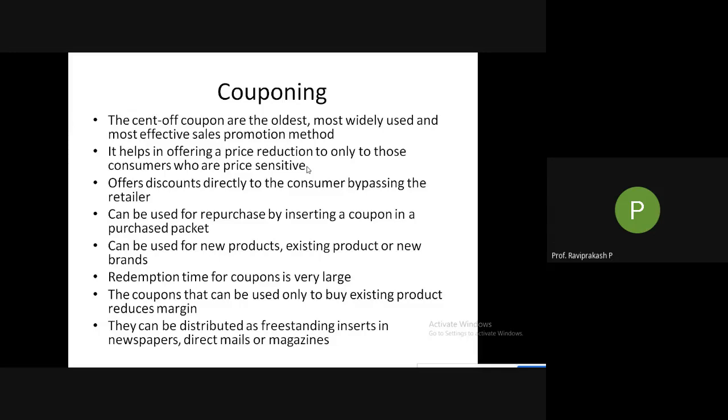So these are some of the couponing methods. Then, coupons can be used for new products, existing products or new brands. For example, if you buy a regular product, you get a coupon to buy a different, new product in the market. Like Harpic and Lysol: if you bought Lysol, instead of giving you Harpic, they could give you a coupon stating that if you buy Harpic of a particular ml, you get this much discount on presenting this coupon. So even that can be done. Then, the redemption time for a coupon is very large.